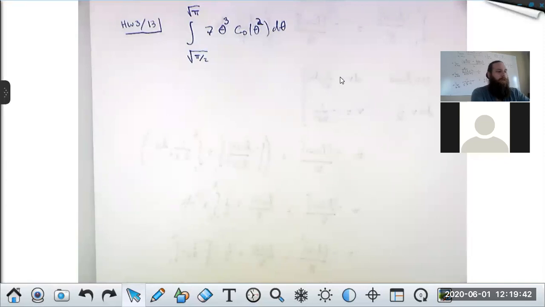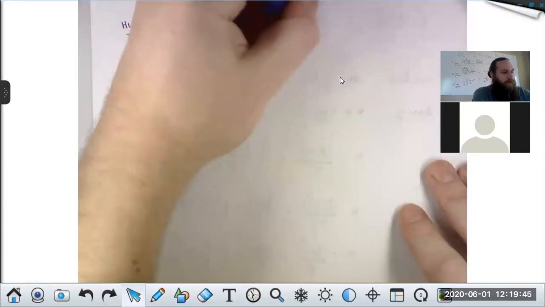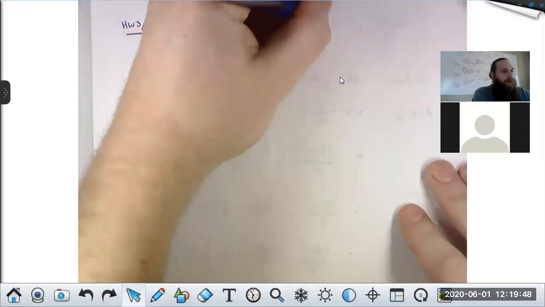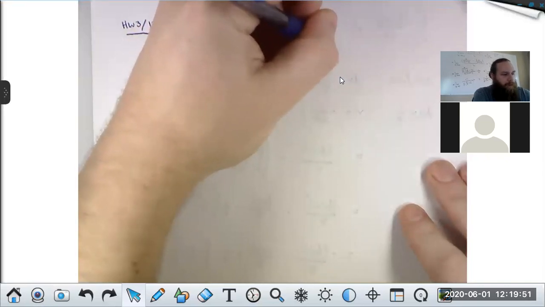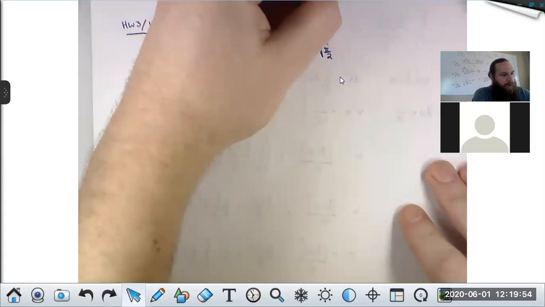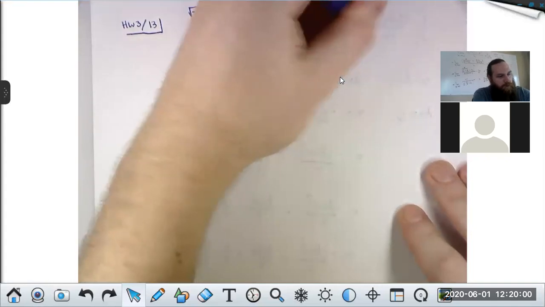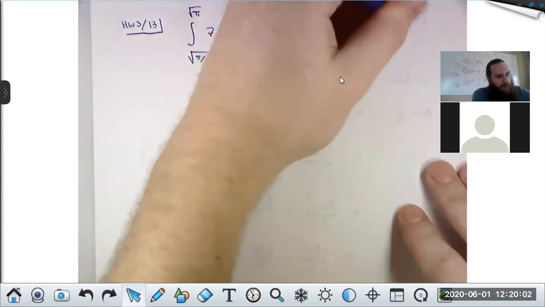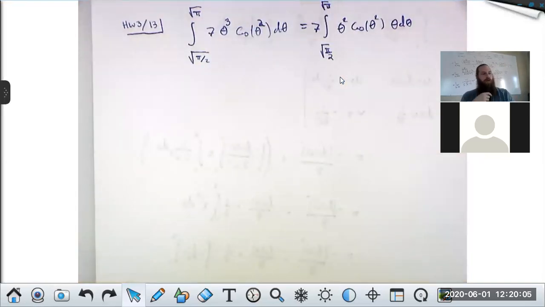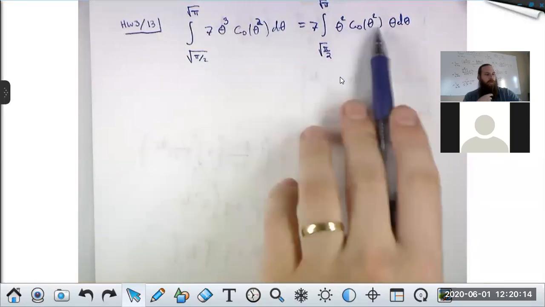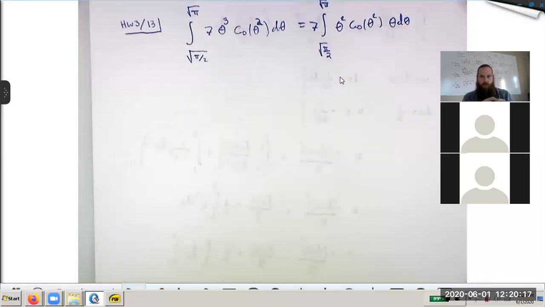The other thing I see here is that my integrand is ripe for a substitution. So I pop out the 7. I've got the integral from square root of pi over 2 to the square root of pi. And I can rewrite this as theta squared cos theta squared times theta d theta. So you see here, this looks like it wants you to substitute for theta squared. You've got a function where the variable appears squared, and then you have exactly what you would need to make the substitution work in the differential.